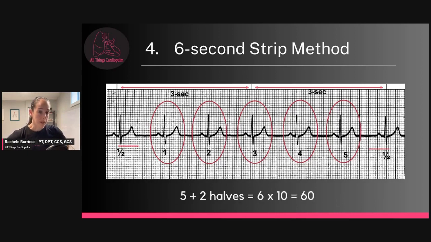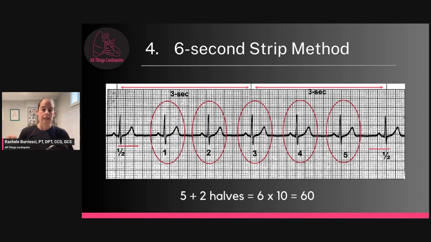If I was to count this 1, 2, 3, 4, 5, 6, 7, 8, 9, 10, 11, 12, 13, 14, 15, I have 15 large boxes between 2 tick marks, which should make me feel confident that this is a 6-second strip, but I'm cynical, so I'm going to count the rest of the way. 16, 17, 18, 19, 20, 21, 22, 23, 24, 25, 26, 27, 28, 29, bang, 30. I have 30 large boxes on this strip, which means I have a 6-second strip.